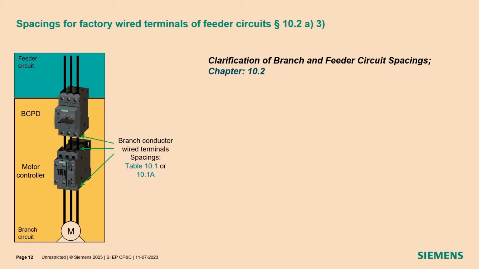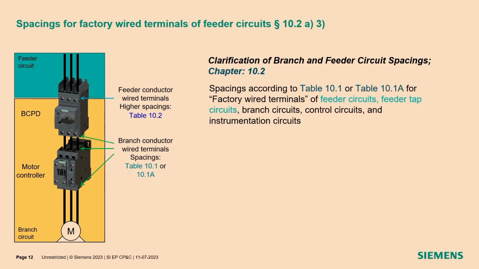These are small spacings, not high spacings. And the feeder conductor, which comes into the branch circuit protective device, has higher spacing, and these higher spacings you find in table 10.2. What is now new? And that is okay. And this is the reason we need the higher spacing equipment on top of the branch circuit protective device. This is now what is new.